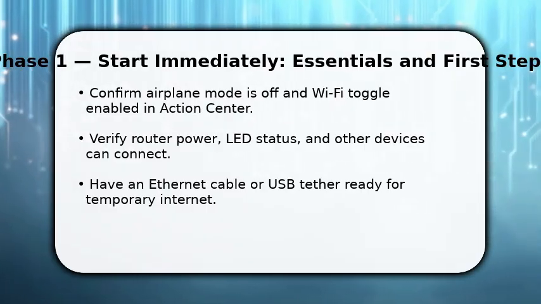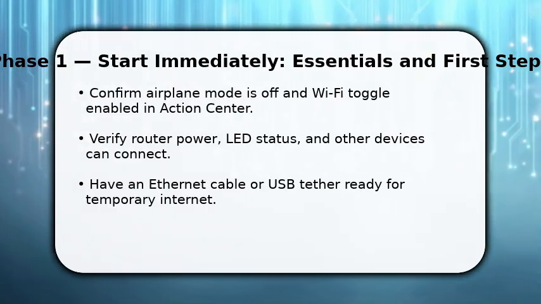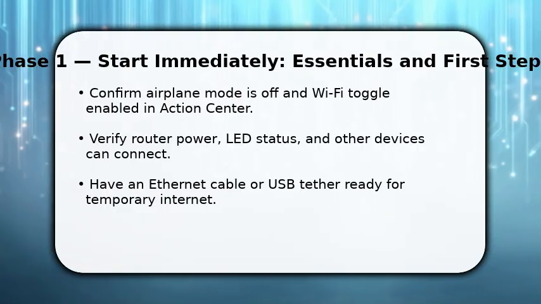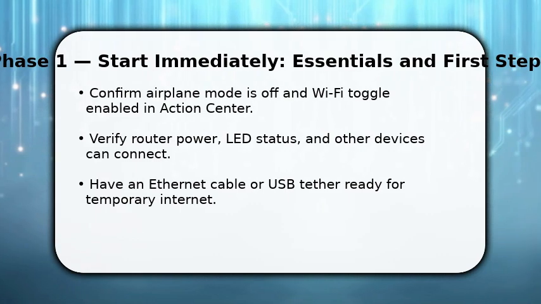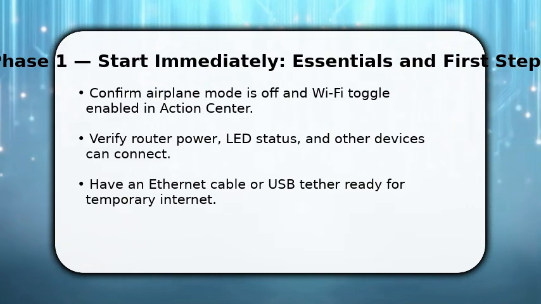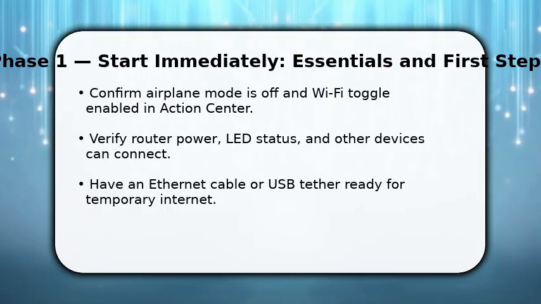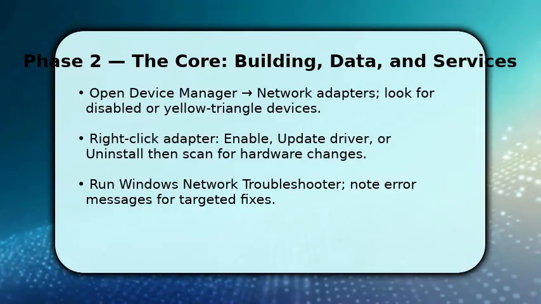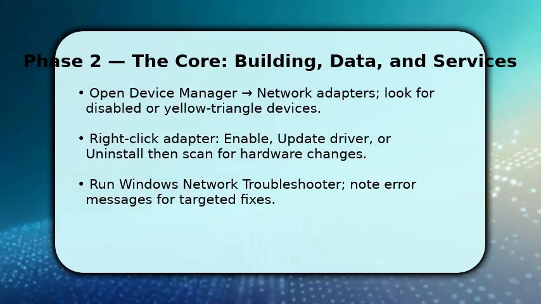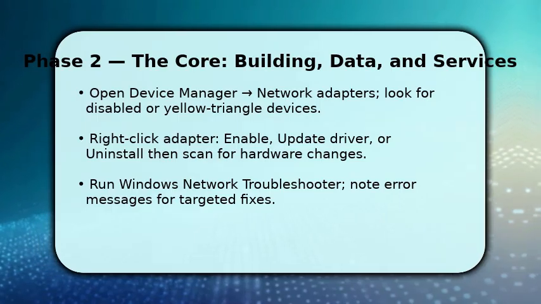Once done, plug in an Ethernet cable or enable phone tethering so you can download drivers or updates during deeper troubleshooting. Now you diagnose the adapter and its drivers, because missing or disabled drivers hide networks. Open Device Manager and expand network adapters. If the wireless adapter is disabled or shows a warning, enable it or update its driver.